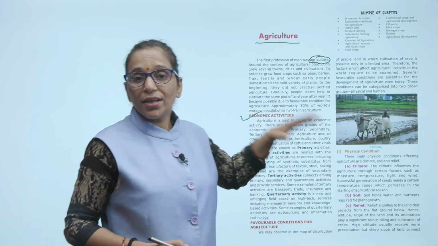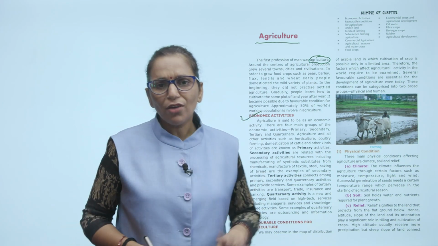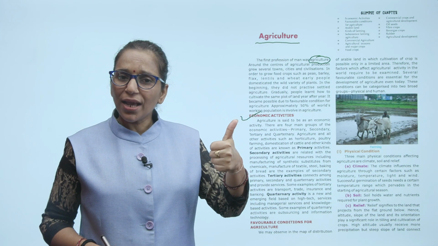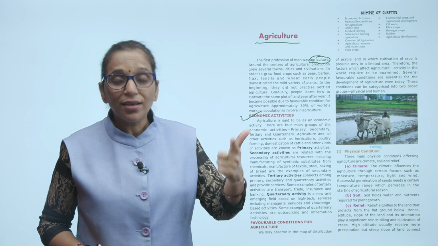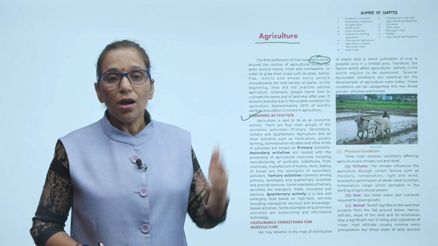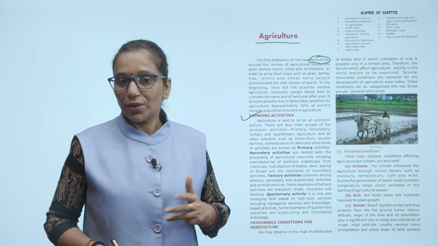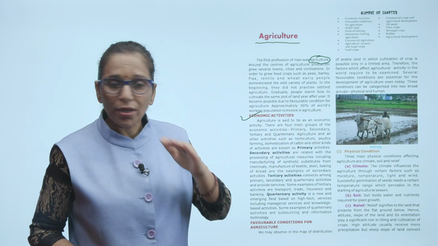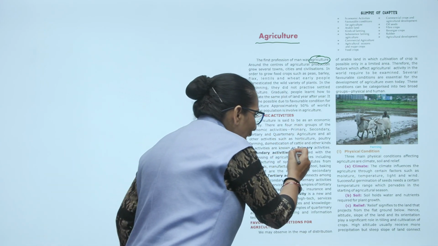Agriculture is said to be an economic activity. There are four main groups of economic activities: one is primary activity, then secondary activity, third is the tertiary economic activity, and the fourth is the quaternary activity. Let's discuss step by step. Number one, we are talking about the primary activities.